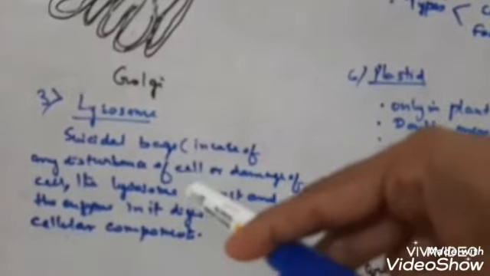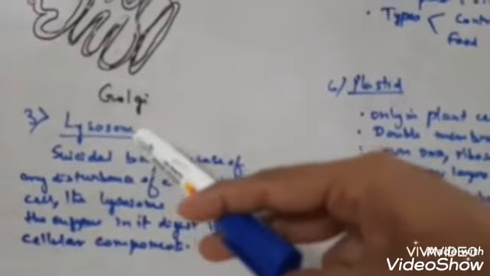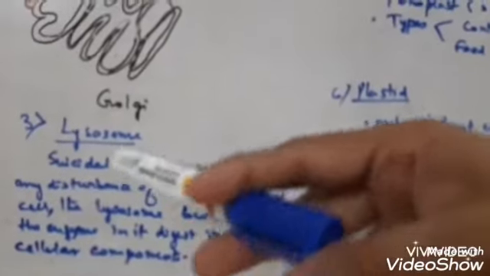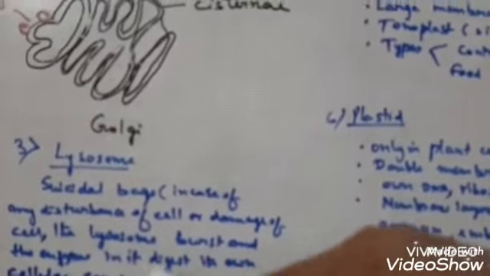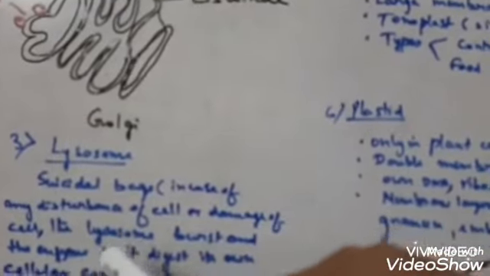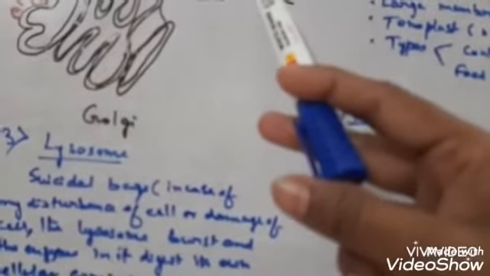Suppose there is damage in the cell or any disturbance in the cell. In that case, the lysosome bursts itself and releases the enzymes present within it to digest the cellular components which are not in use. So it cleans the cell. That's why they are called cellular scavengers.